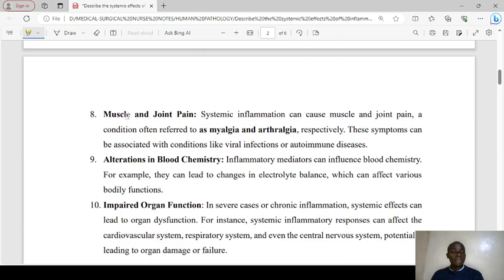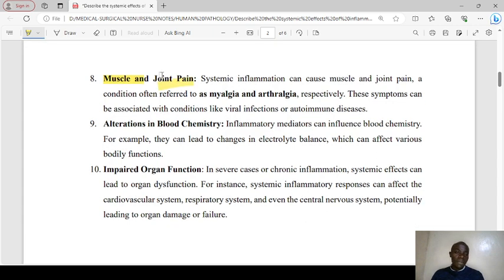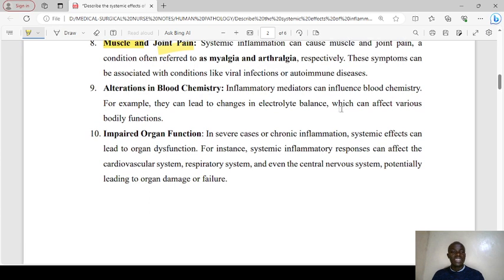We also have muscle and joint pain. Remember the other name for joint is arthrosis. A link will be popping up for the different types of joints. So systemic inflammation can cause muscle and joint pain. When you have muscle pain, we call it myalgia. And when you have joint pain, we refer to it as arthralgia. These symptoms can be associated with conditions like viral infections or autoimmune diseases.